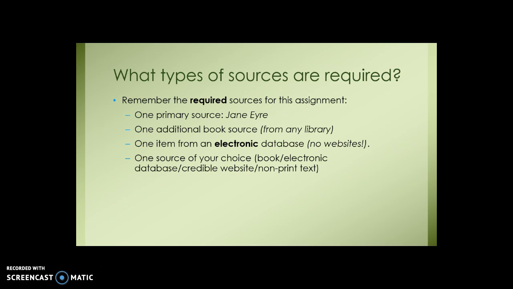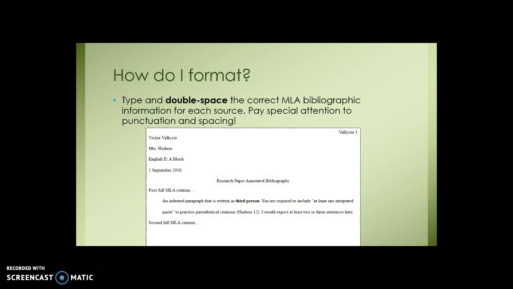And then you get 1 source of your choice, so you can use a second book. You can use another article from an electronic database. If you have a credible website, such as the British Library or BBC or the Victorian Web. You can also use a non-print text source. So if you find a really great documentary about the Victorians that perhaps is produced by the History Channel or produced by the BBC, you can certainly use that as well.